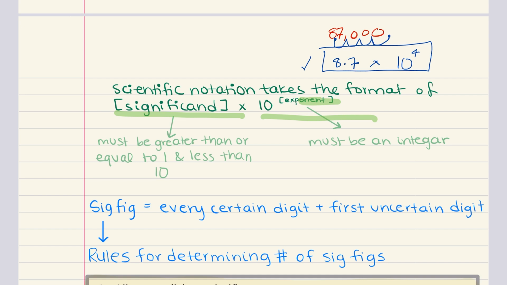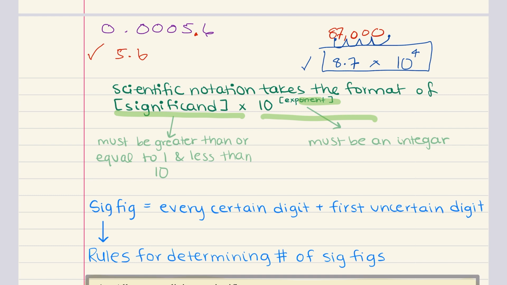Let's try another example. Let's write 0.00056 in scientific notation. Again, our first step is to identify where to place the decimal point so that the coefficient is between 1 and 10. In this case, we want to place our decimal point between 5 and 6, giving us 5.6. This meets the criteria for the coefficient.